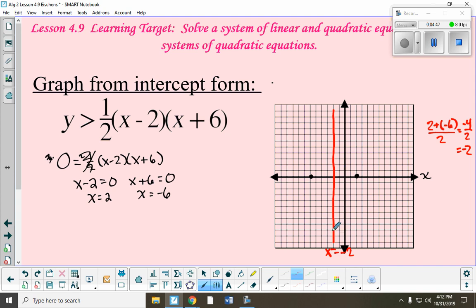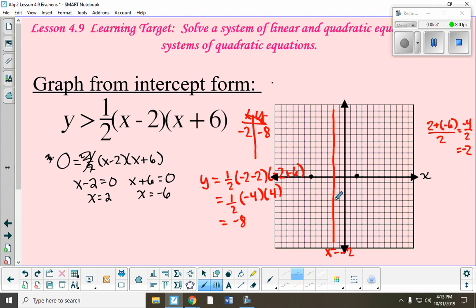So how do you find the vertex? Well, we're going to plug it back into your original equation. So when x is a negative 2, we're going to substitute back into the original to find where the vertex is. So we have 1/2 times negative 2 minus 2 times negative 2 plus 6. Now remember your PEMDAS, you have to simplify inside the parentheses. So that gives us 1/2 times negative 4 times 4, which is negative 8. So when we substituted in negative 2 here, out came a negative 8. So your vertex is at negative 8.